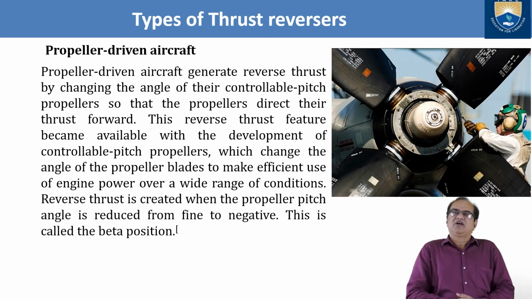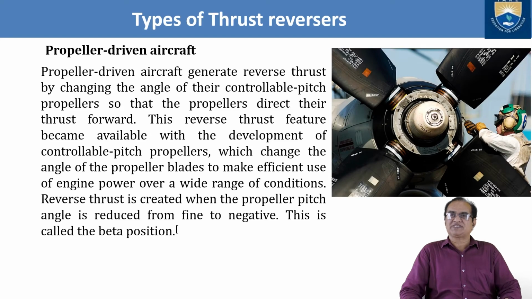Here I am showing a propeller driven aircraft. Propeller driven aircraft generate reverse thrust by changing the angle of their controllable pitch propeller so that the propeller directs its thrust forward. This reverse thrust feature became available with the development of controllable pitch propellers, which change the angle of the propeller blades to make efficient use of engine power over a wide range of conditions. Reverse thrust is created when the propeller pitch angle is reduced from fine to negative. This is called the beta position.